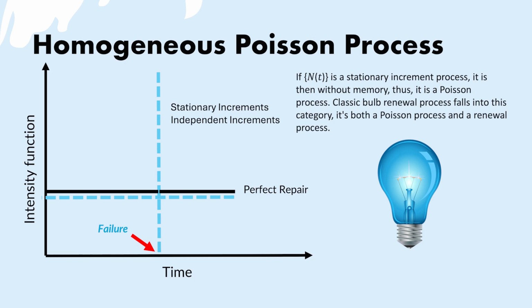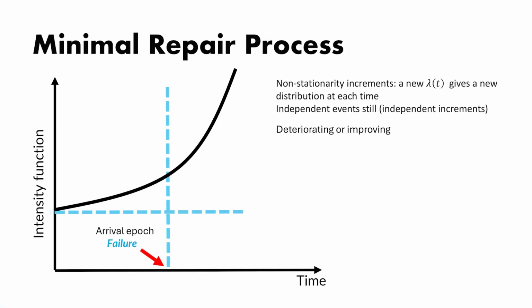Poisson processes can be considered renewal processes because they have a constant intensity function, so they can be considered to have perfect repairs. Minimal repair processes involve increments that are non-stationary, to allow us to continue the distribution and not resort to a new one, a copy of the previous one, and it involves always independent increments.